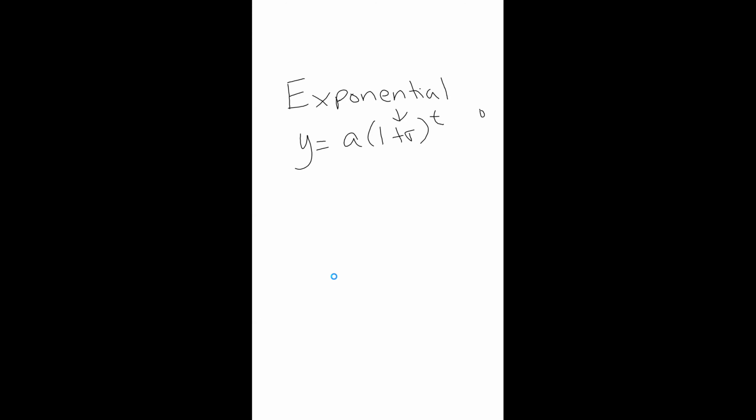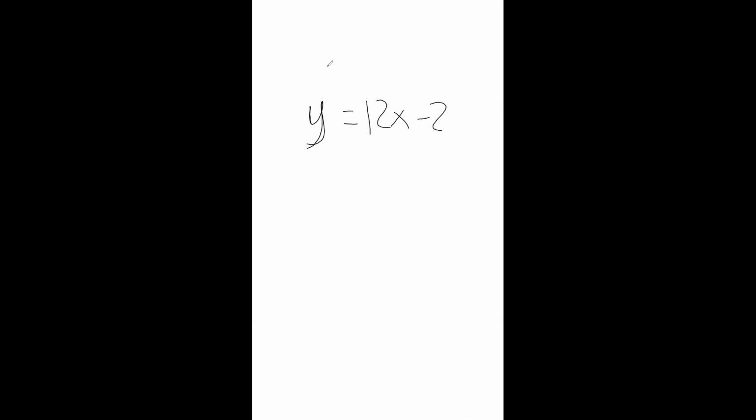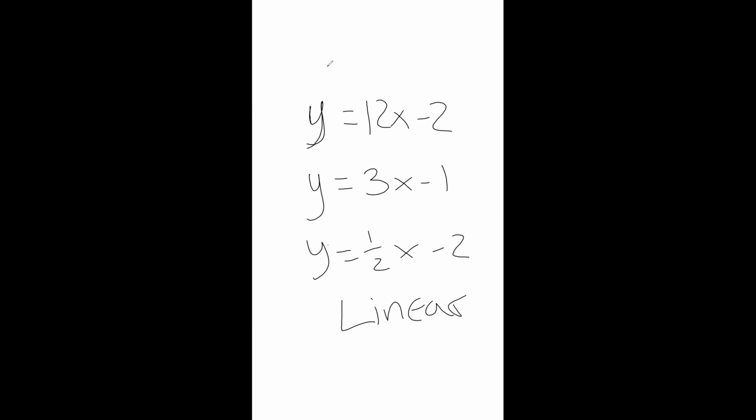If it doesn't look like an exponential, then the only other thing it can be is linear. If you have an equation that's y equals 12x minus 2 or y equals 3x minus 1, these are all linear equations. So be careful. Remember, we have different equations. They all have their own formulas. So you need to know how they look.